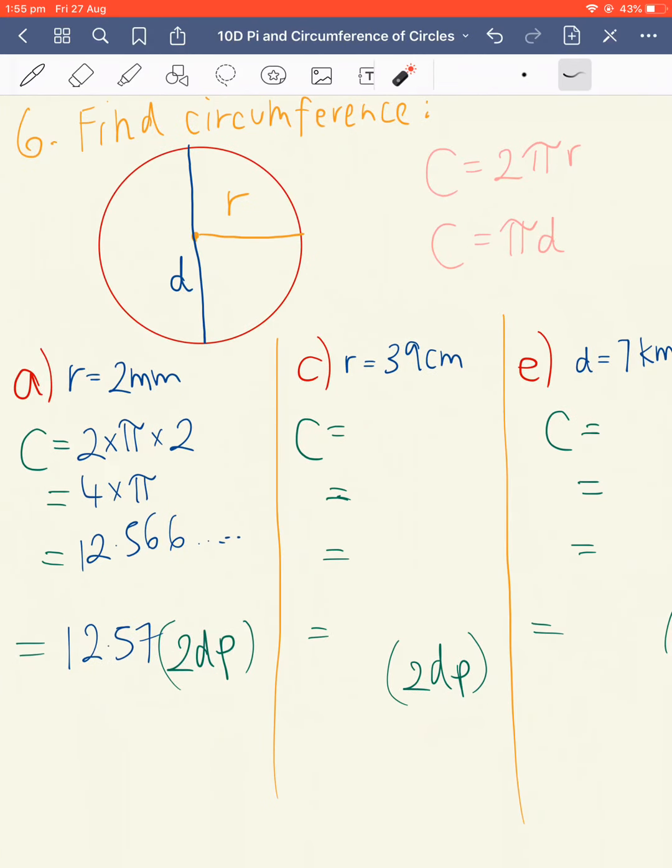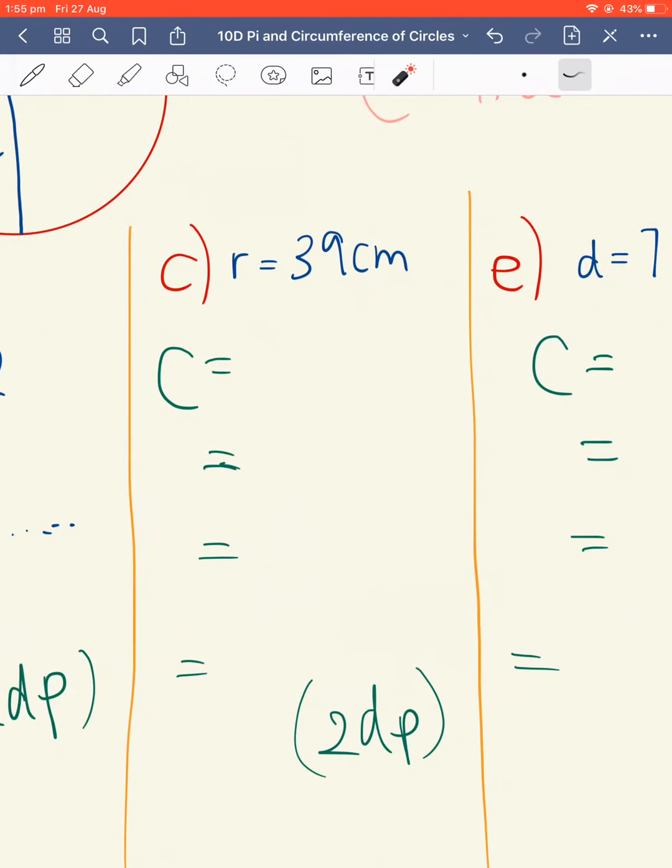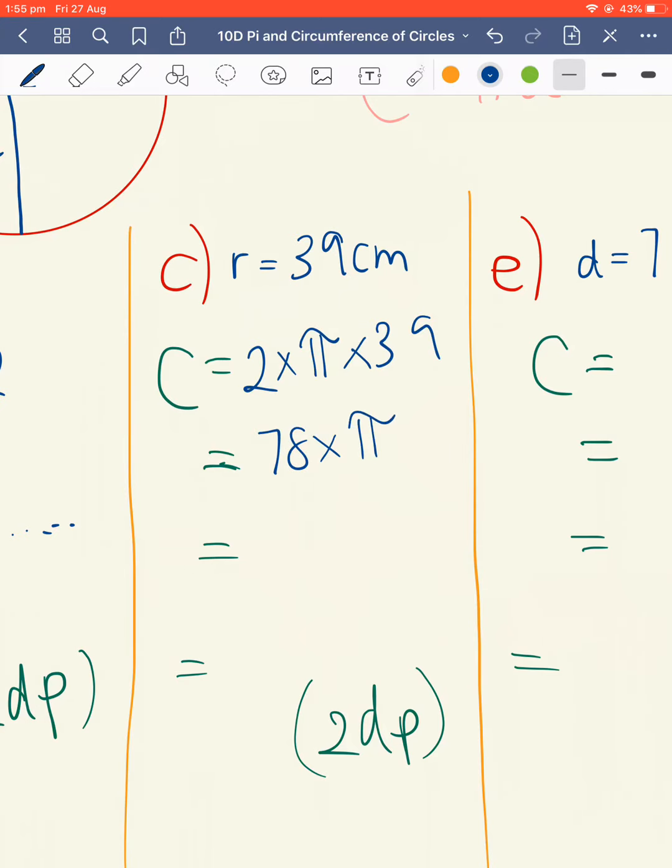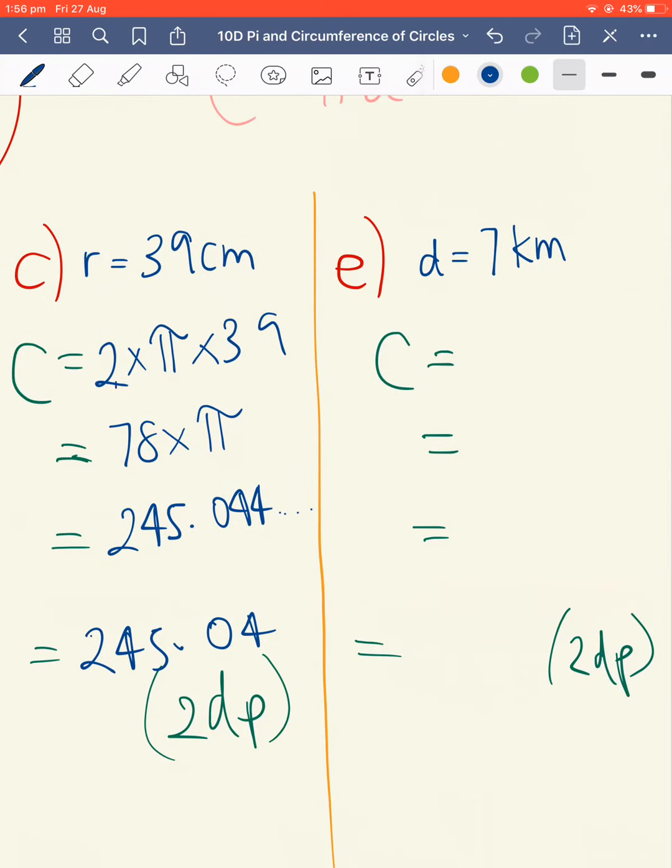What you can see here is I've looked at the number next to my 6, and because it's greater than 5, I round up. Next one, I have a radius now of 39. Rushing through these ones, again using our formula, 2 multiplied by pi multiplied by 39, which gives me 78 multiplied by pi. When I put that into the calculator, I get 245.044, and it keeps going on. Again, I'm looking at this digit here. It's lower than 5, so I round down. So I end up with 245.04.